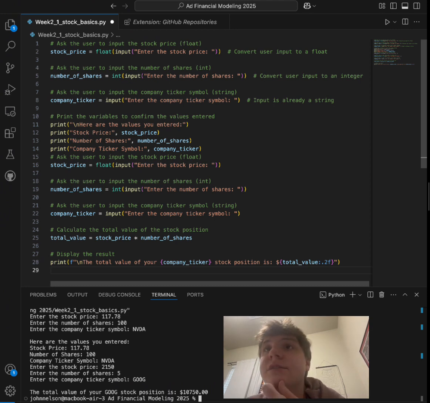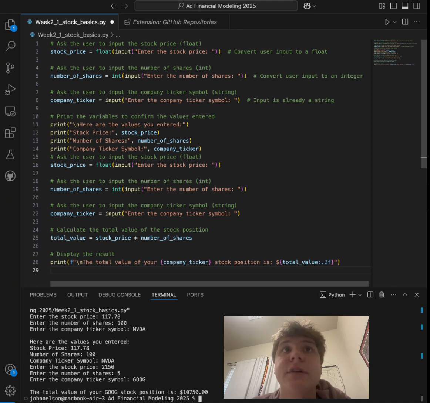So next you asked us to write a program that calculates the total value of a stock position, price times number of shares. So if we look at number sign, print the variables to confirm the values entered, print, here are the values you entered, print stock price, print number of shares, print company ticker symbol, number sign, ask the user to input the stock price, float. That's where we would input 2,150. Stock price equals float, input, enter stock price.